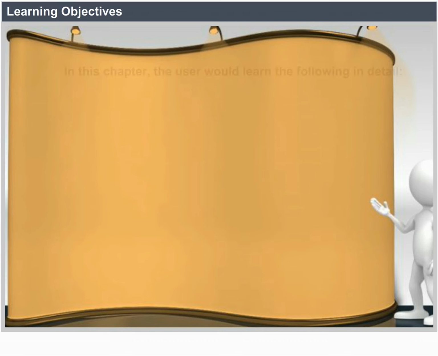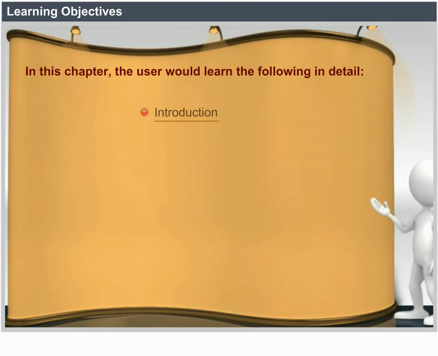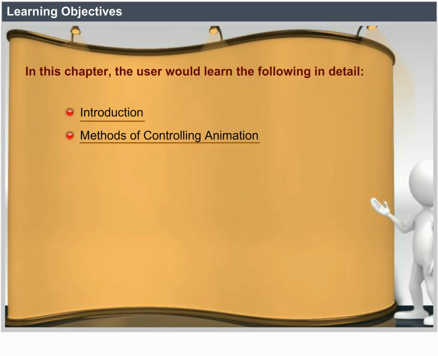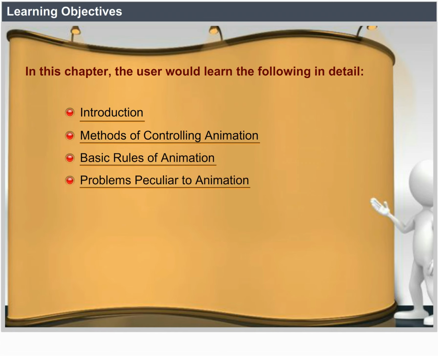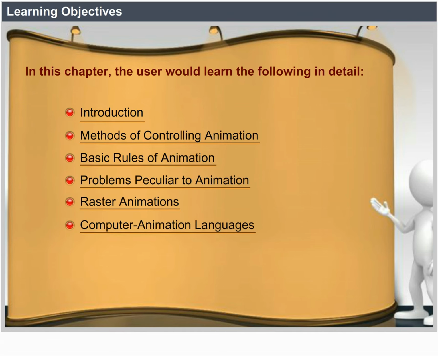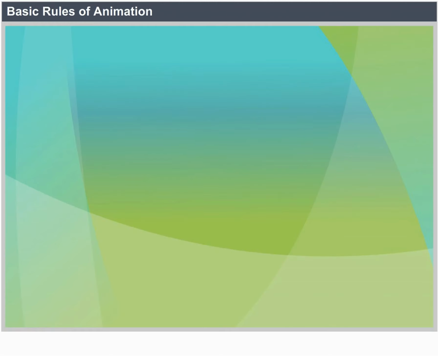Learning objectives. In this chapter, the user will learn the following in detail: introduction, methods of controlling animation, basic rules of animation, problems peculiar to animation, raster animations, computer animation languages, keyframe systems, motion specifications.